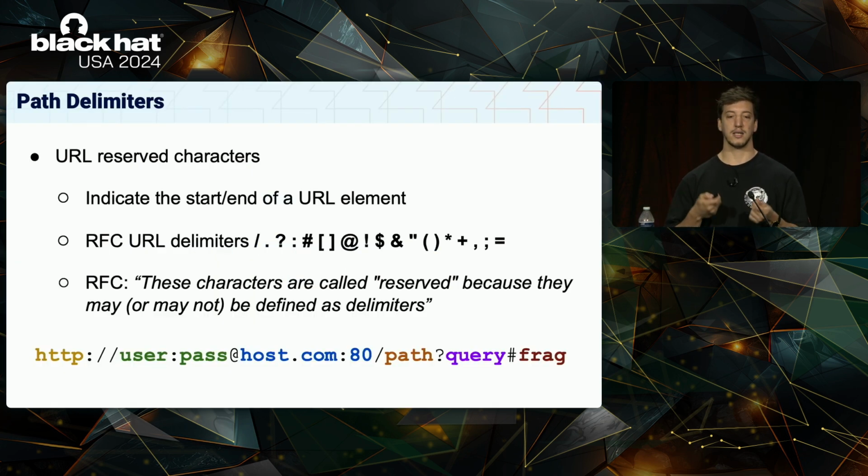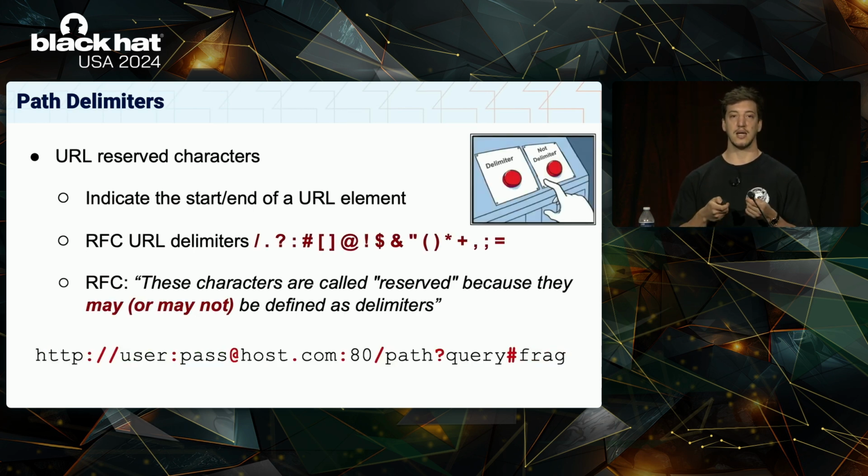And to do so, I started looking at how the path is obtained from a URL. And this is done by using what the RFC calls path delimiters. So basically, these delimiters are reserved characters that will tell where each of the elements of the URL starts and ends. So a URL contains different elements, such as the scheme, the credentials, the host, path, query, and fragment. But to split them, the RFC says that you can use these kinds of delimiters. The problem is that the RFC says that they may or may not be used as delimiters, so it's entirely depending on the implementation, and that's where the problems begin.